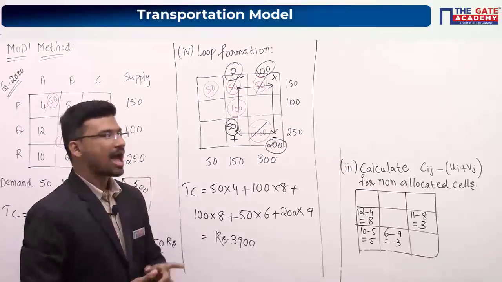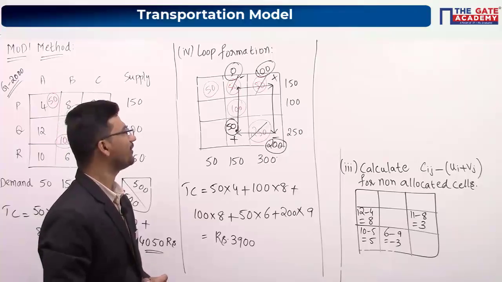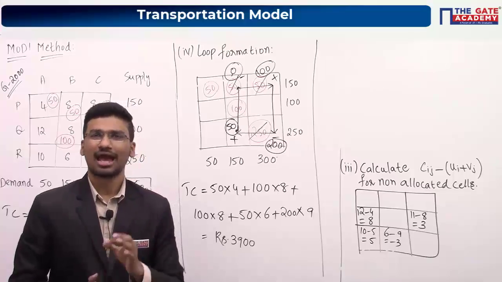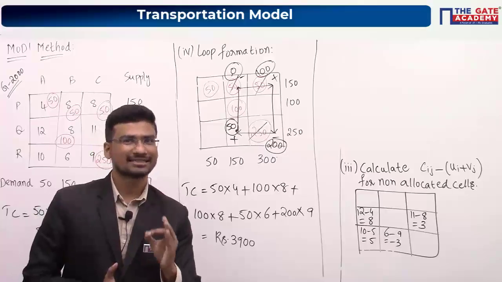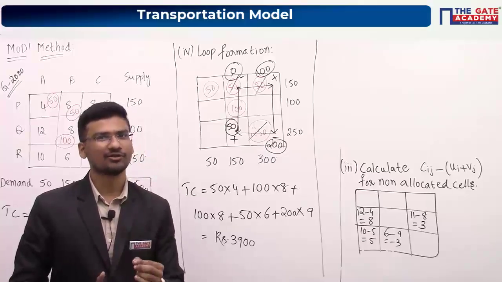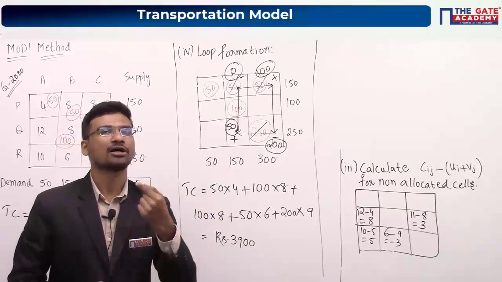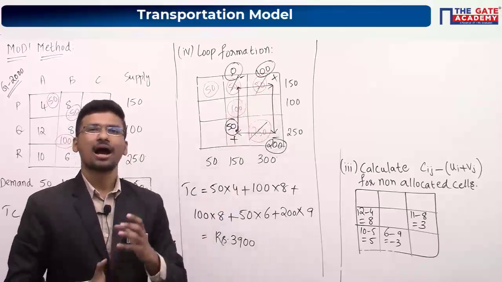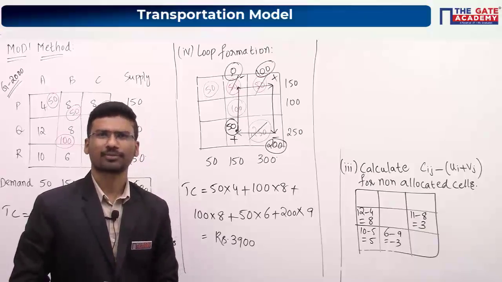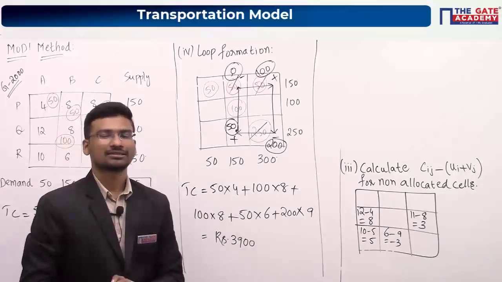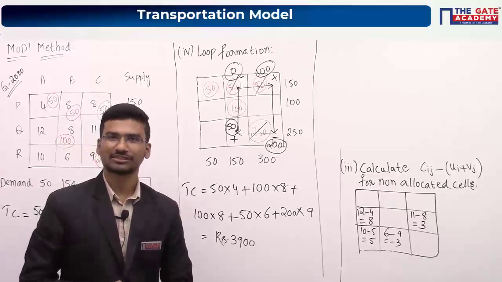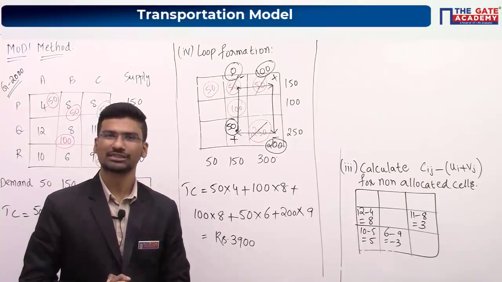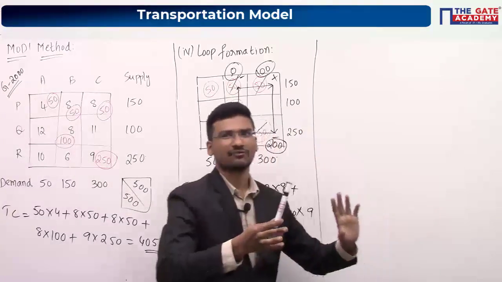Next point, add the minimum value to the existing allocations in the positive cells and subtract the minimum value from the existing allocations in the negative cells. So hope everyone is clear with these points which I have already dictated here.